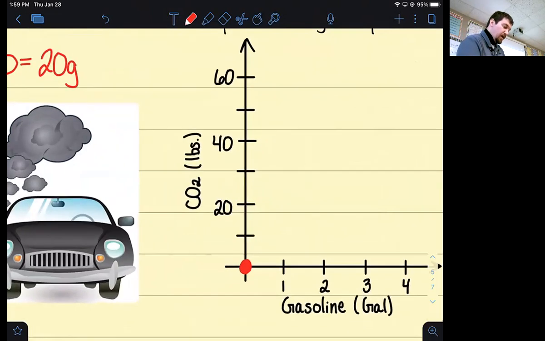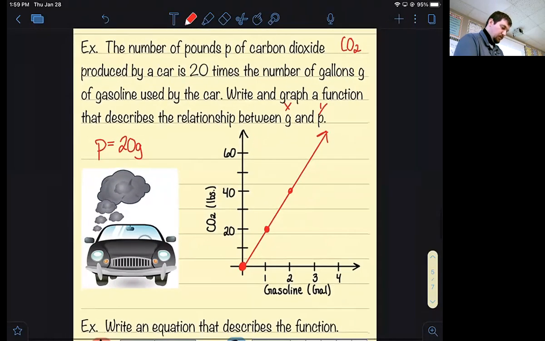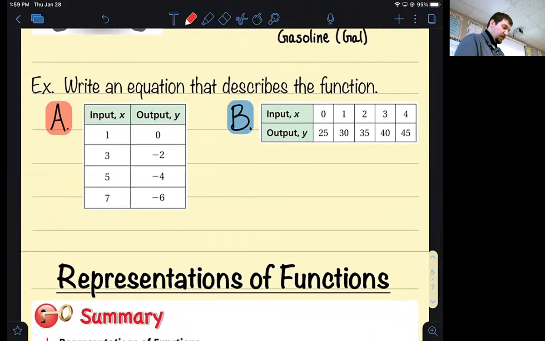We're going to rise 20 and run 1, and then rise another 20 and run another 1, and then we end up with this linear function just with a slope of 20, just like that. That doesn't take very long. I wrote the graph, I wrote the equation, and I graphed it. That's it. Okay, next one.